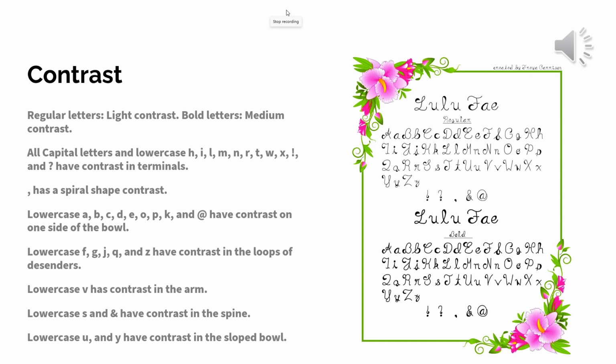And then lowercase u and y I was a little confused about, but I'm pretty sure it is the sloped part of the bowl. I wasn't sure what to call that little slope.